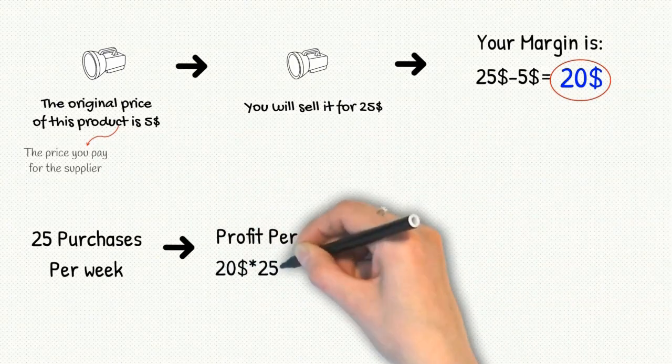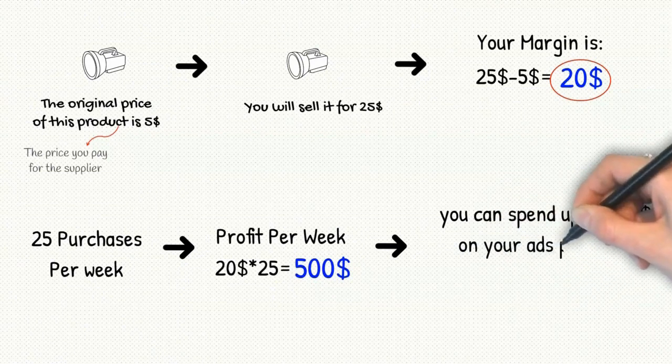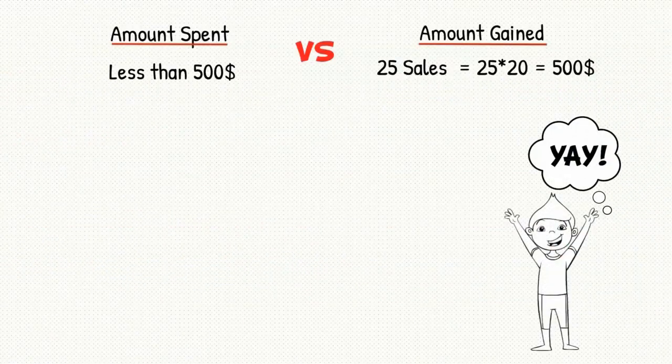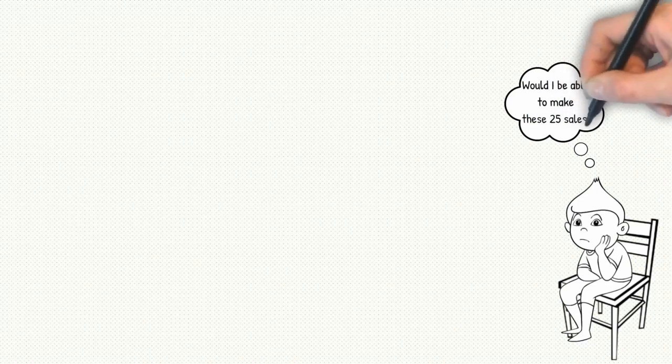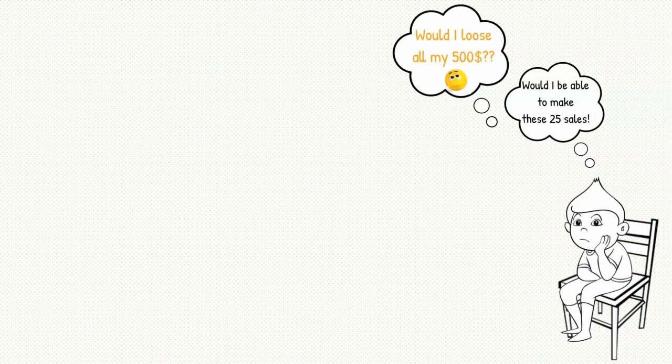25 by 20 equals $500 profit per week, which means that you can spend up to $500 on your ads per week and stay on the safe side. What I mean is, if you spend less than $500 to get these 25 sales, you are still profitable. However, you are not sure that you will get these 25 sales at the end of the week. So, you might be risking all the $500.